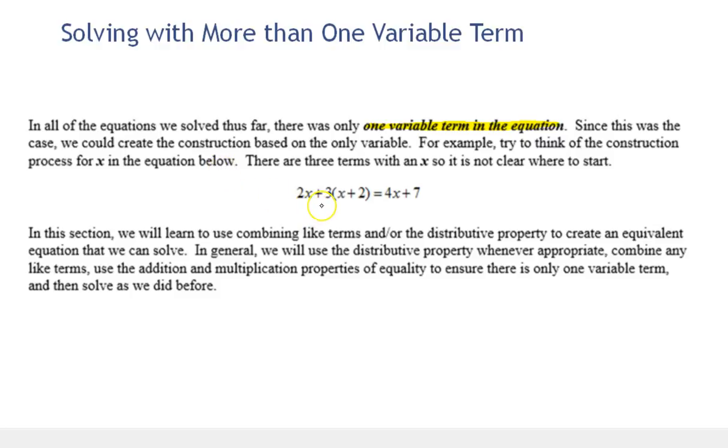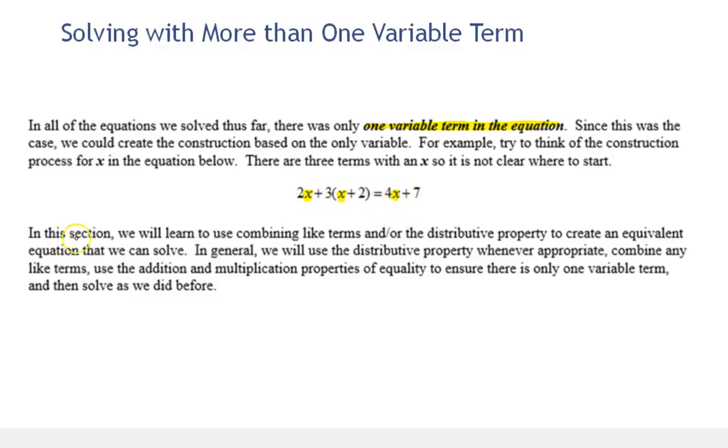So looking at this equation, notice there's three terms with x in them. First, we'd need to multiply this. We have a 2x here. Then we have the sum of x and 2 in parentheses. And then we even have an x on the other side of the equation. So currently, we don't know how to solve this equation using our process. We couldn't create the construction story for x because there's not a single x to start with.